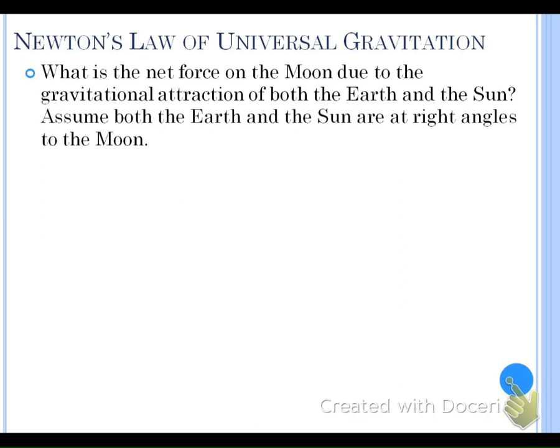Okay, we're looking at the net force, or the net gravitational force, on the moon due to gravity from the Earth and from the sun. We're going to assume that both of those are at right angles to the moon. So this is kind of what our system here looks like.